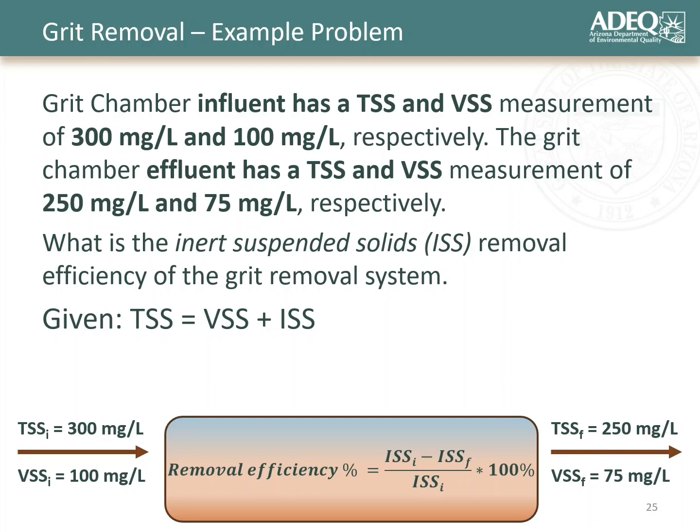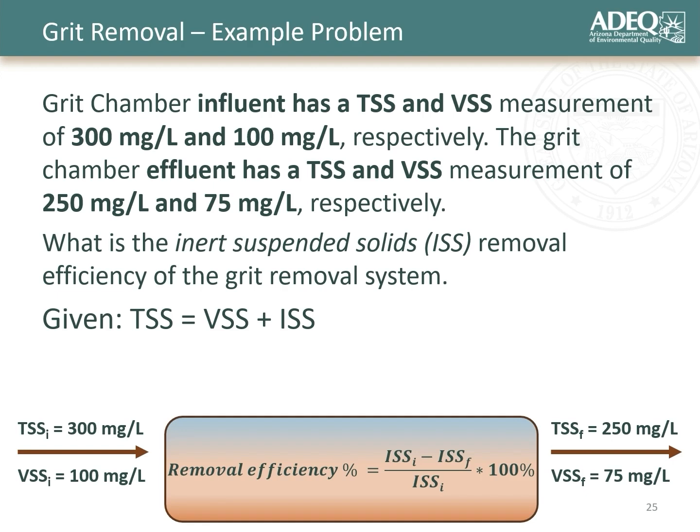Let's walk through an example of how we can use TSS and VSS measurements to measure the performance of the system. In this example, we're going to look at grit removal systems. So first, let's talk about evaluating removal efficiency performance. The equation at the bottom of the screen walks you through a basic example. We're focusing here on inert suspended solids, which we'll talk about in more detail. But the basic equation for removal efficiency is the initial concentration of something, what's coming in, minus the final, which is what's going out, divided by what was initially coming in, times 100. That gives you percent removal efficiency.